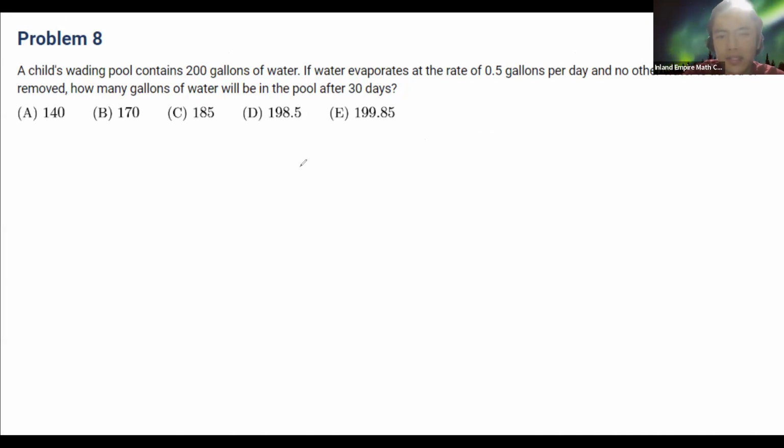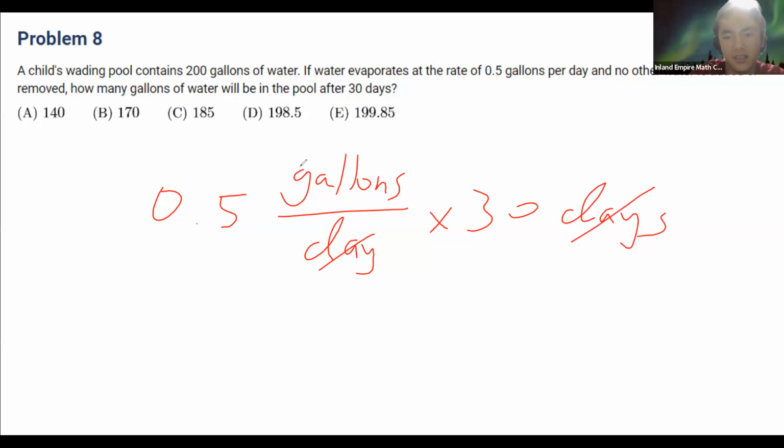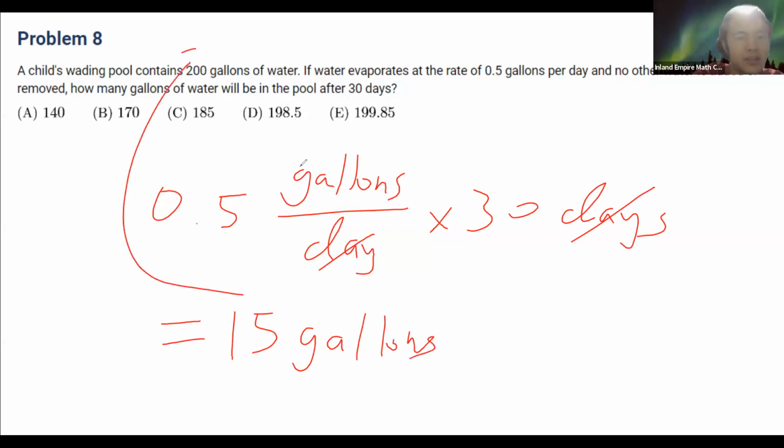And basically how you would solve this question is that since it evaporates at a rate of 0.5 gallons per day, and you're doing this for 30 days, the days cancel, and you end up with 15 gallons of water that is evaporated. And since you started with 200, you take 15 away from that and you get 185, which is C. Any questions on this? Nope. Alrighty, let's look at number 9.